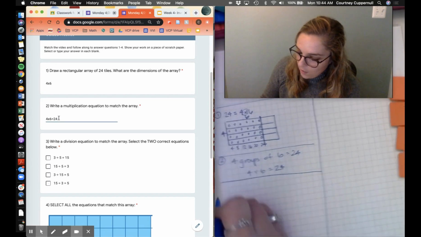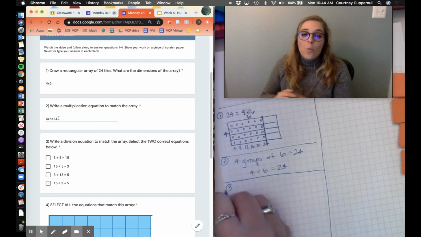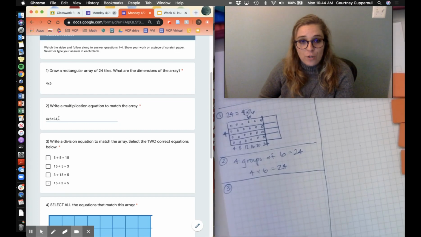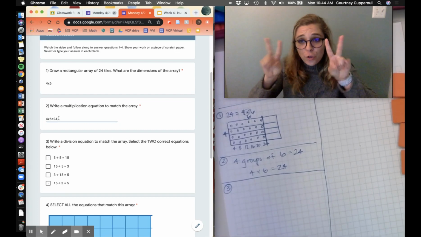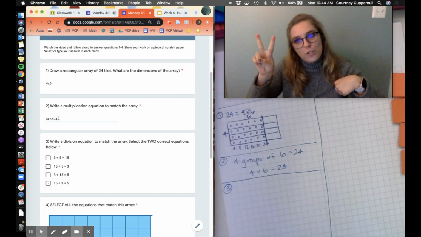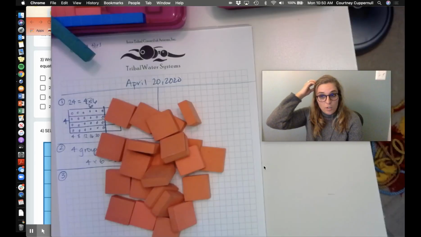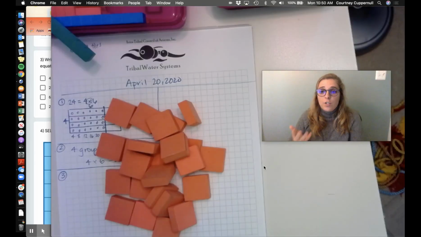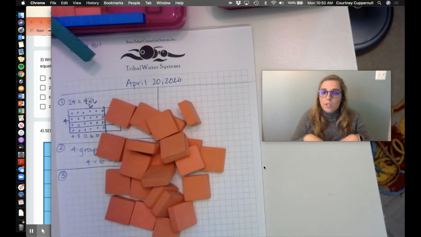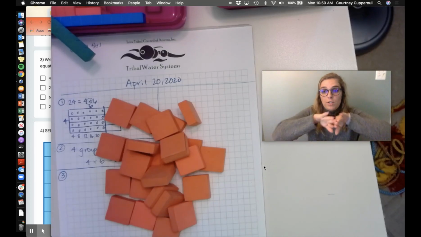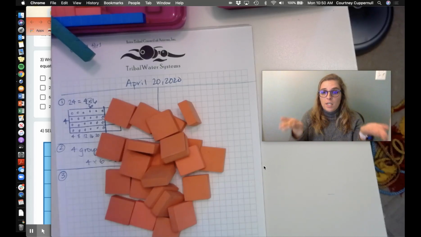Now here's where it gets fun and here's the whole purpose of this week. We can also write a division equation. In fact, we can write 2 division equations, even though I just held up 4 fingers, 2 division equations to help us also model the same array. Let's think about how we can also represent a division equation. We know that division is about splitting into equal groups. Get your hands up and do it with me. We know division is about splitting a number into equal groups.